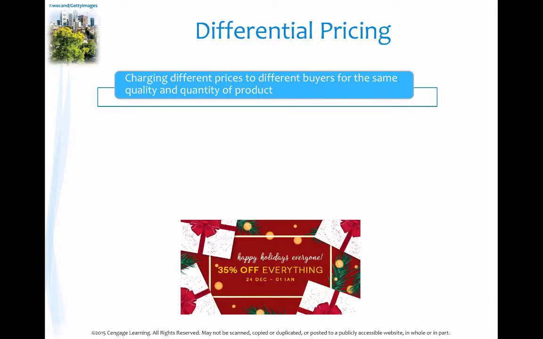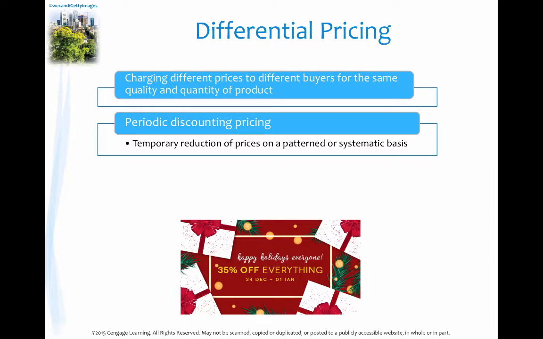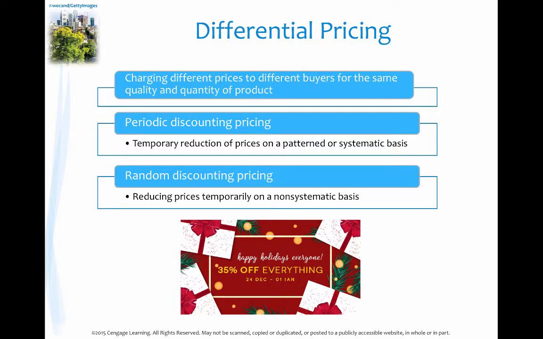Marketers employ periodic discounting when they temporarily lower their prices on a patterned or systematic basis. The reason for the reduction may be a seasonal change, a model year change, or a holiday. Random discounting occurs on an unsystematic basis.